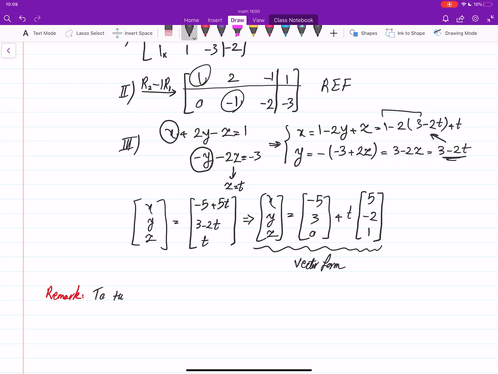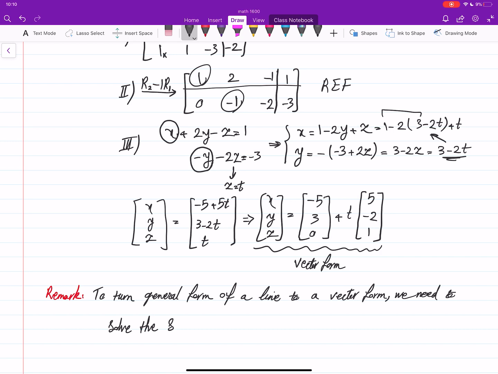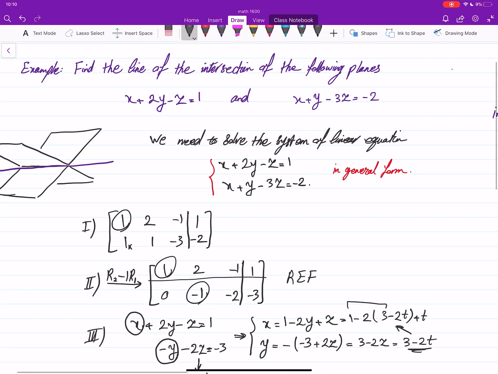So, remark: to turn the general form of a line into a vector form, we need to solve the system. I could have asked this question in a completely different way: find a vector form for the line with this general form. Okay, so that's the first example.